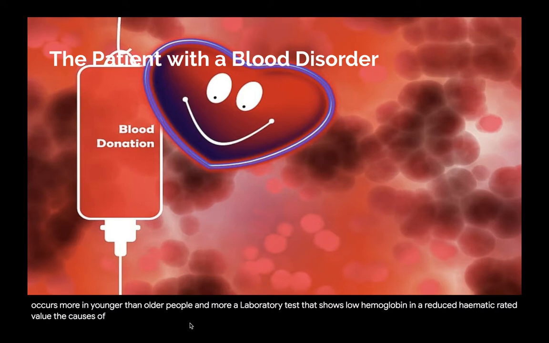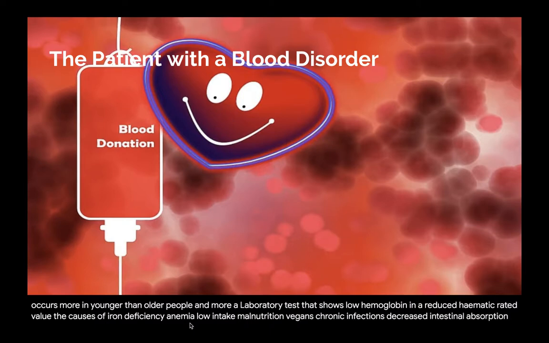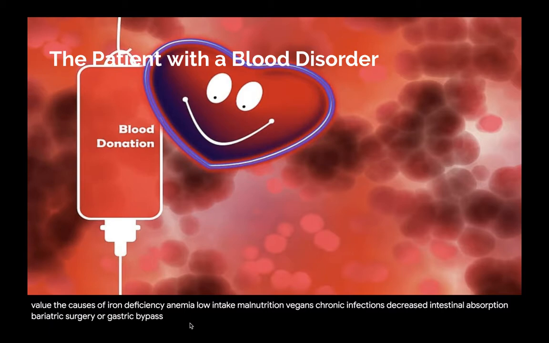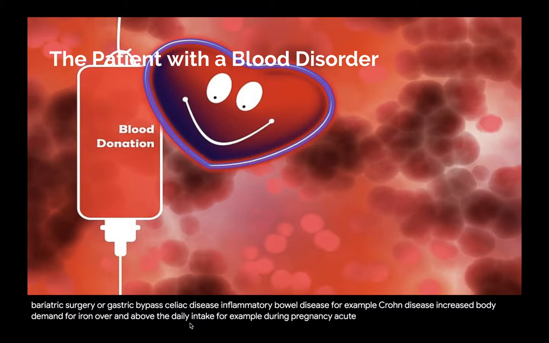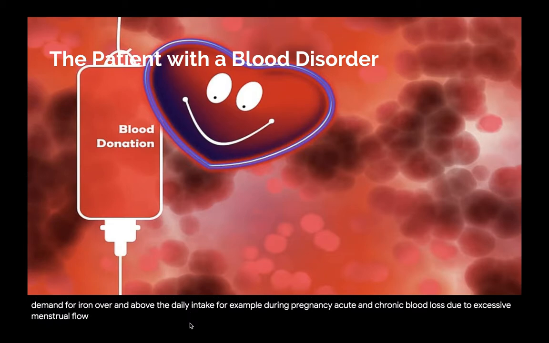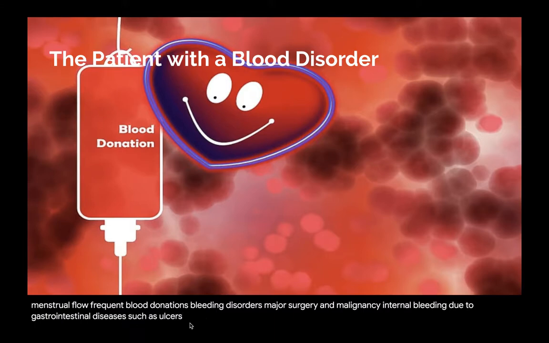The causes of iron deficiency anemia: low intake, malnutrition, vegans, chronic infections; decreased intestinal absorption, bariatric surgery or gastric bypass, celiac disease, inflammatory bowel disease, for example Crohn's disease; increased body demand for iron over and above the daily intake, for example during pregnancy; acute and chronic blood loss due to excessive menstrual flow, frequent blood donations, bleeding disorders, major surgery, and malignancy; internal bleeding due to gastrointestinal diseases such as ulcer or colon or stomach cancer; drugs, notably aspirin; hemorrhoids; and chronic alcoholism.